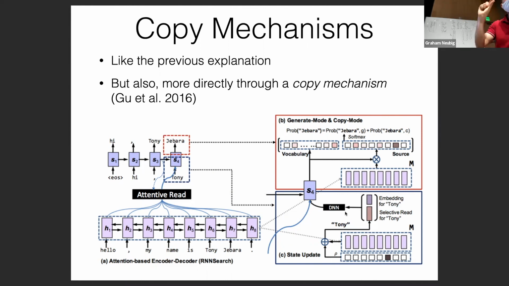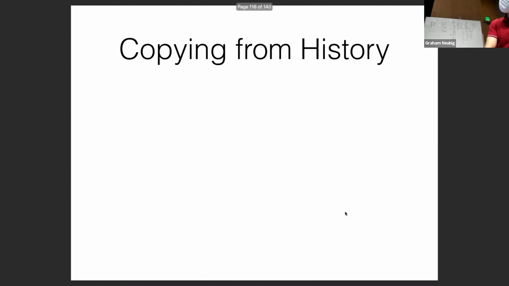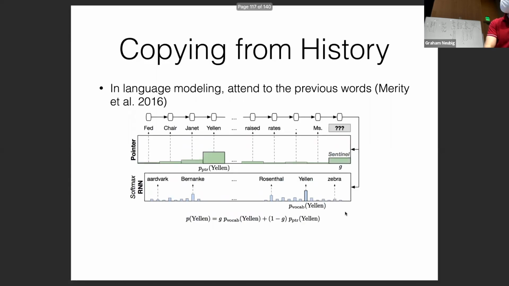You have one decision about whether to copy or not, and another decision about what words from the vocabulary you create or what words from the input you copy. You can also copy from the already generated things. So this is, for example, in language modeling, once you generate a word, you're much more likely to say it again. So if you think about a news article, Fed Chair Janet Yellen are the first words in the sentence, you're much more likely to say Yellen somewhere else in the output.